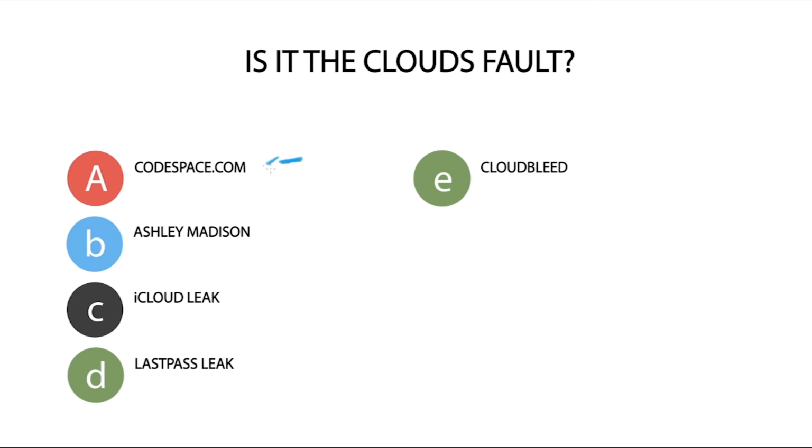The following security incidents, CodeSpace, Madison, iCloud leaks and LeakPass, were all an application error and not the fault of the cloud provider's infrastructure. Apart from CloudBleed, which was a bug affecting the popular CDN provider's reverse proxy edge nodes. This security bug was definitely a cloud vulnerability, and the CDN provider's infrastructure was at fault.